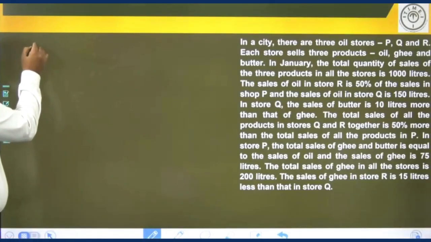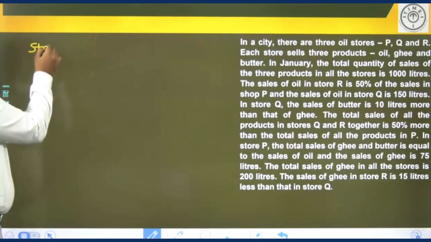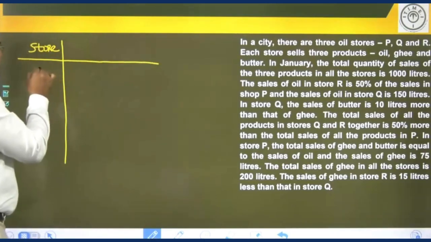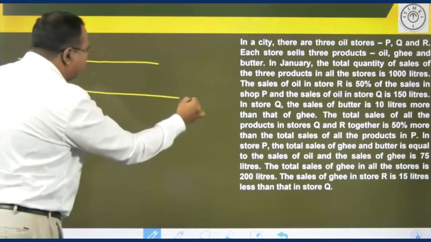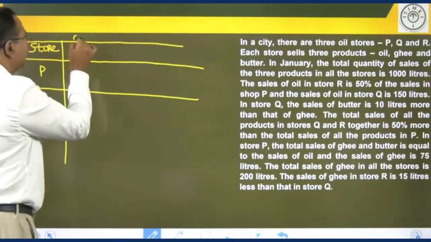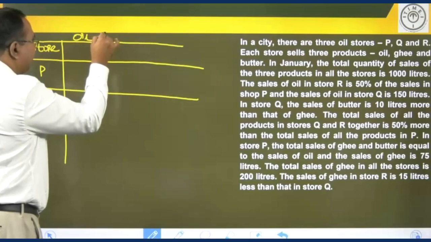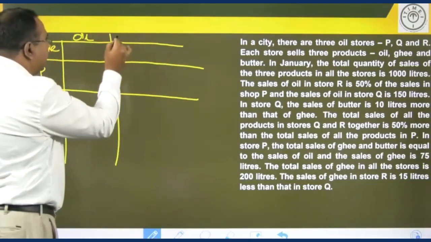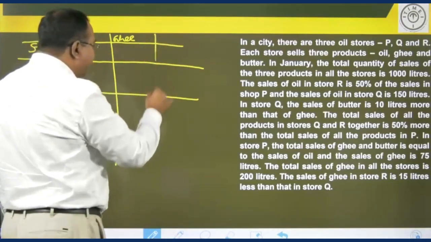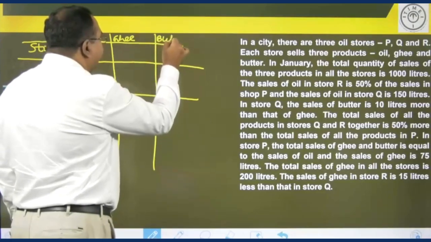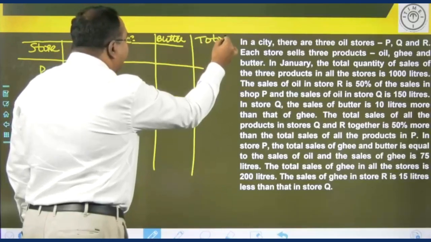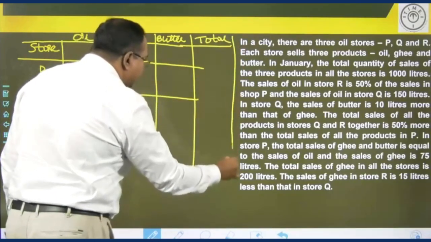It looks something like this: stores, and we have the products: oil, ghee and butter. This is how your basic table will look.